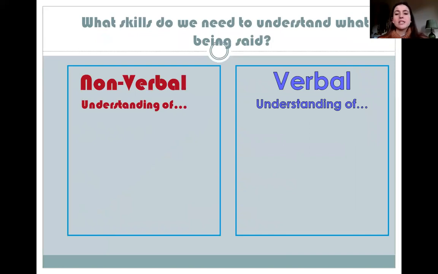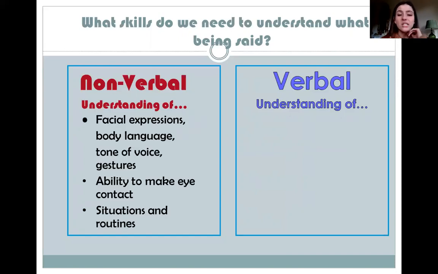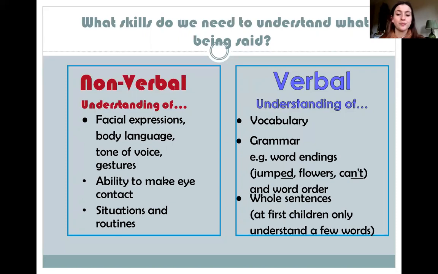Before we move on to keyword instructions, we're just going to go through what skills we need to understand what is being said. We think of them in two areas: non-verbal and verbal. Non-verbal are things like facial expressions, body language, tone of voice, the gestures that you use with your hands, ability to make eye contact, situations and routines. And verbal are things like vocabulary, the grammar, whole sentences, so what we are physically saying.